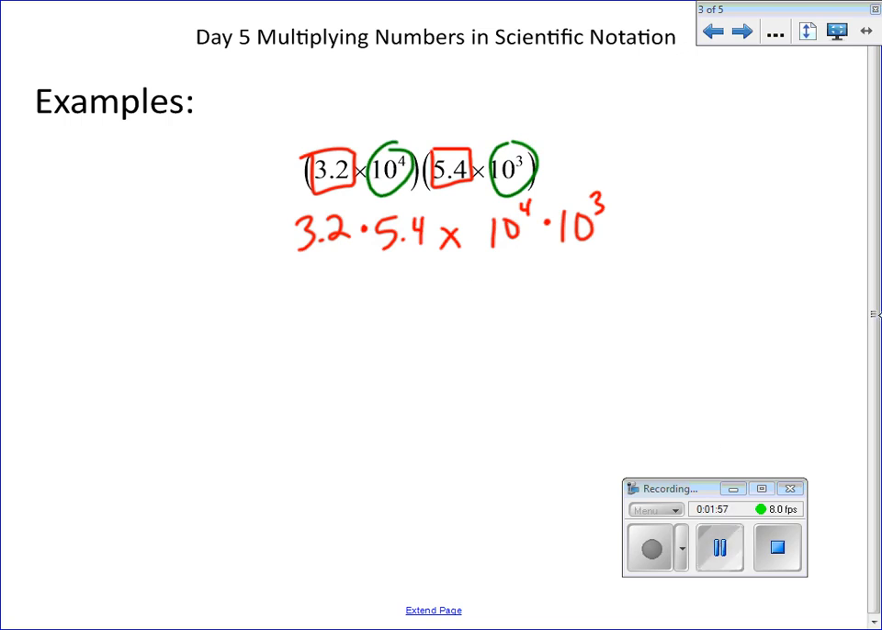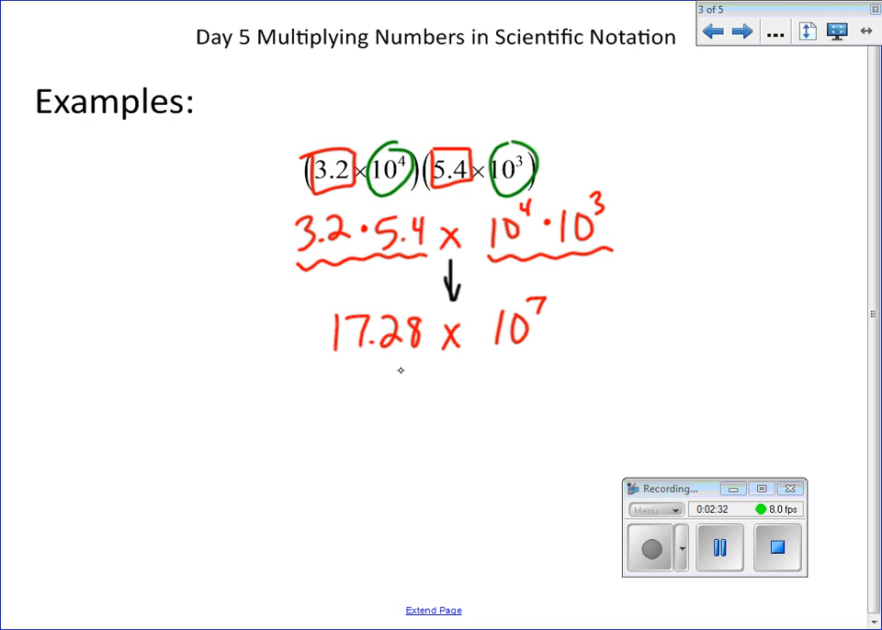Okay? Then we're going to take 3.2 times 5.4. You can go ahead and use a calculator for that. But when we type that in, we are going to get 17.28. Bring our multiplication sign straight down. And then you're left with this. Notice the bases are the same. It's through multiplication, so we can add the exponents. 4 plus 3 gives us 7. So we get 17.28 times 10 to the 7th power.